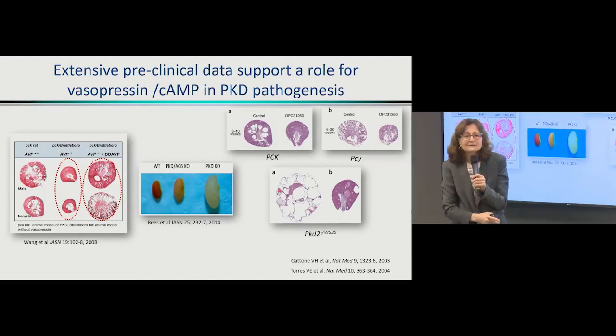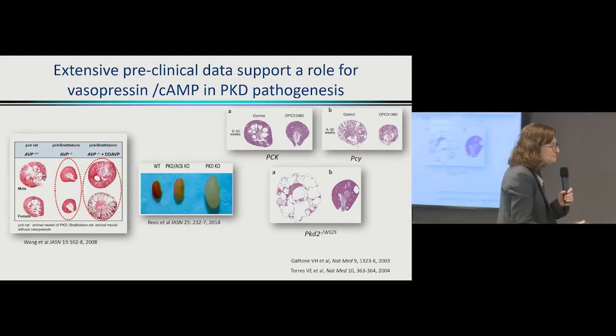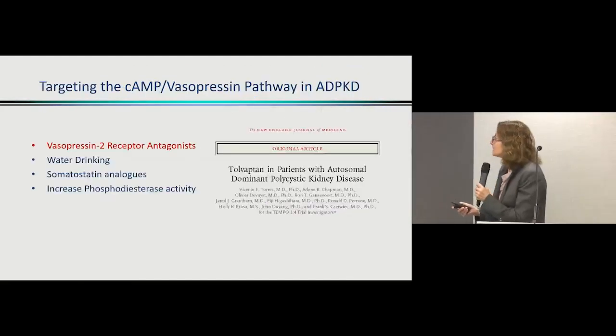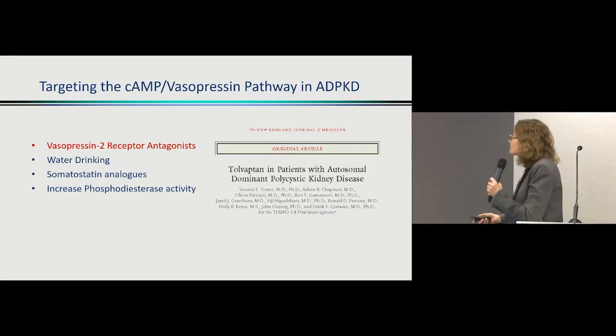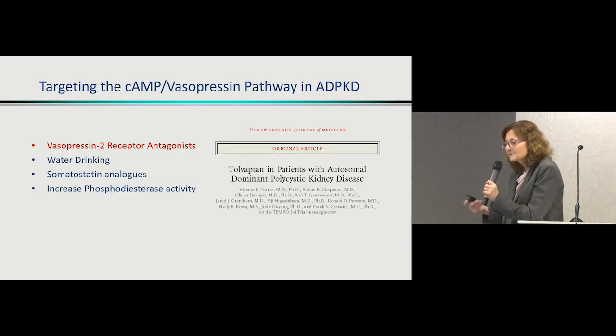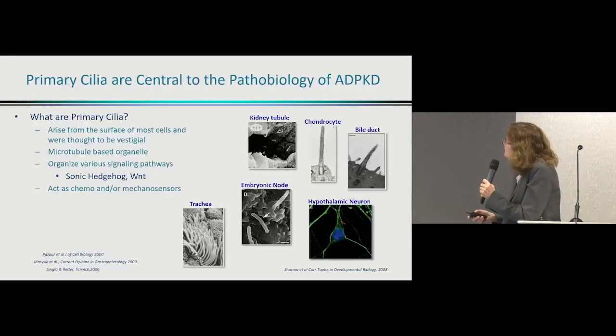So all of this very important basic science data led to this paper, which I won't talk about much, only to say that there have been many, many studies looking at this pathway and different approaches to blocking it. So this has turned out to be critical, and I'm going to leave it to everyone else to talk about it more, and move on to the next topic, which is the role of cilia in PKD, which has turned out to be quite important as well.